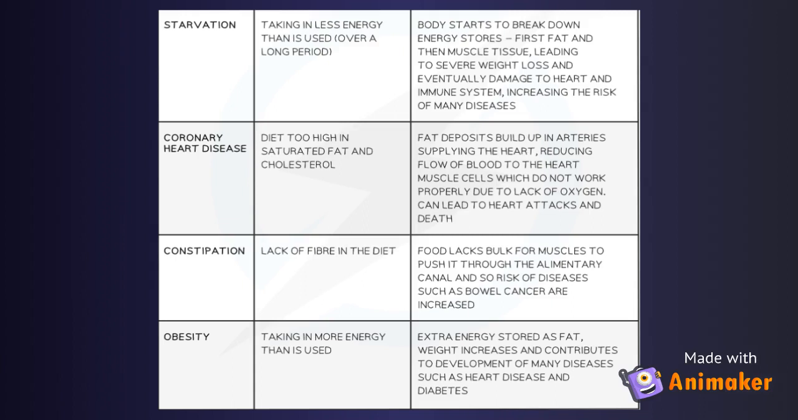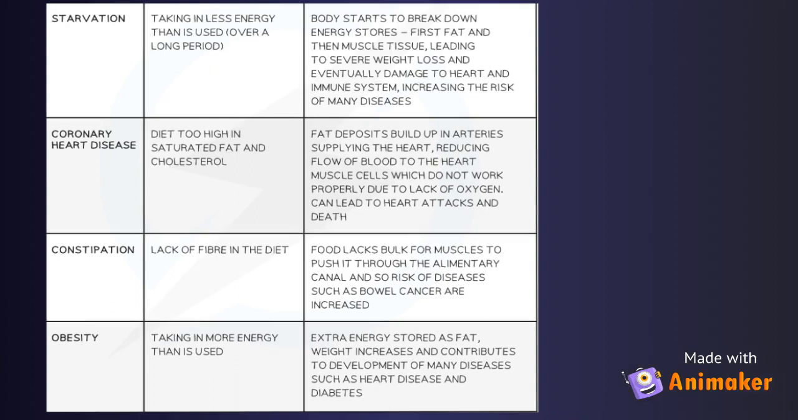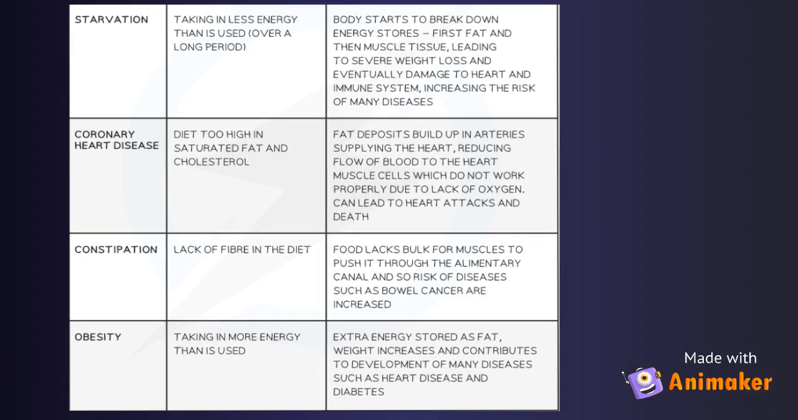So malnutrition is caused by not eating a balanced diet. There are different types of malnutrition, and those are starvation, coronary heart disease, constipation, and obesity. Now let's look at the cause and effect of each type of malnutrition.